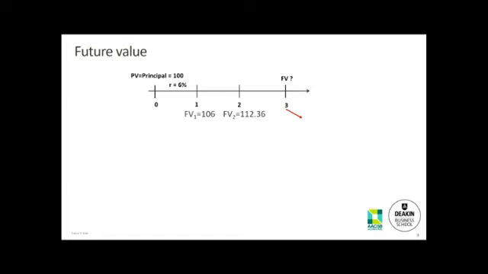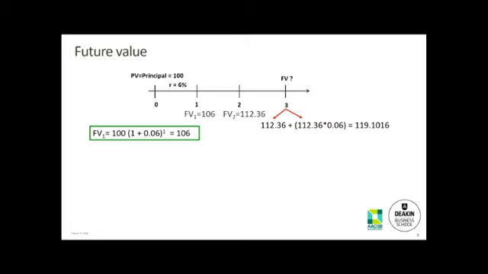From year 2 to year 3, I should have 3 components of cash flows. The first one, I have my interest on principal. The second one, I have my interest on my first year's interest. The third one, I have my interest on my second year's interest. Does this make sense for you? So overall, how it looks like? It simply equals to $112.36 plus $112.36 times 6% will give you the future value in year 3.